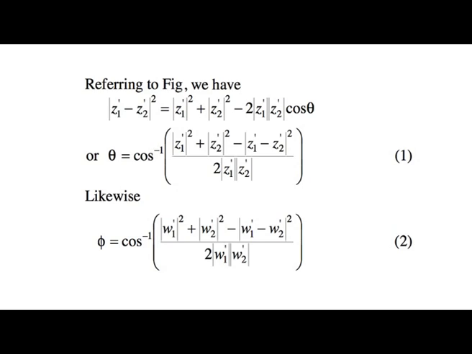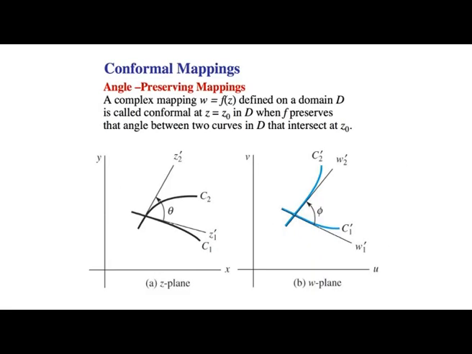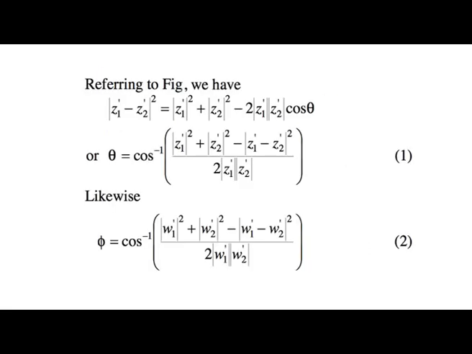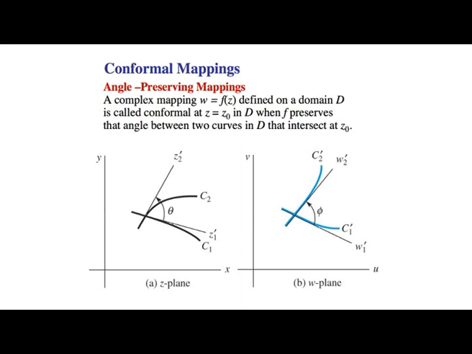In the same way, for its images C1 dash and C2 dash, with the corresponding W1 dash and W2 dash, if we have to find the angle phi between the curves C1 dash and C2 dash, we get phi as cos inverse of mod W1 dash square plus mod W2 dash square minus modulus of W1 dash minus W2 dash square, the whole divided by 2 times mod W1 dash into mod W2 dash. This is how you find the angle in terms of your Z1 and Z2. So, if these two angles remain the same, then we call it conformal mapping.